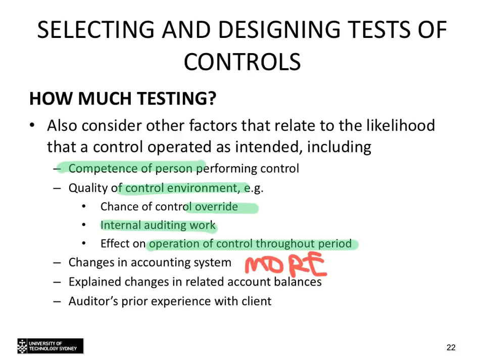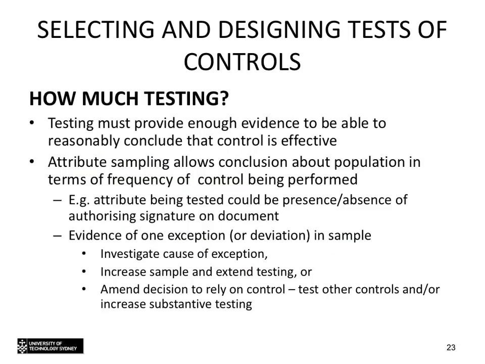All right. And then also my prior experience with the client there. So if in the past the client has done a good job at maintaining internal controls, then you might feel more confident in relying on them. All right. How much evidence do I need to gather? I need to gather enough evidence to conclude that the control is effective. I'm going to add a little sentence here.